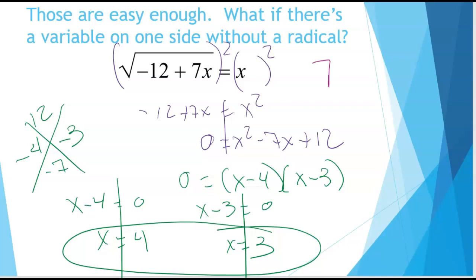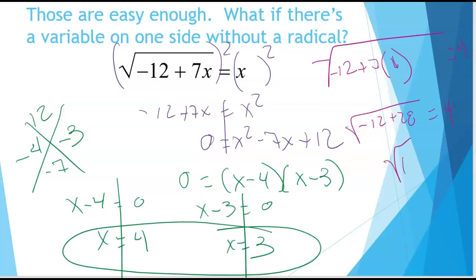So we got the square root of negative 12 plus 7 times, let's use a 4 first, equals 4. Okay, let's see, what's 7 times 4? 28. Negative 12 plus 28 equals 16. Is the square root of 16 4? Yep, so the 4 works.